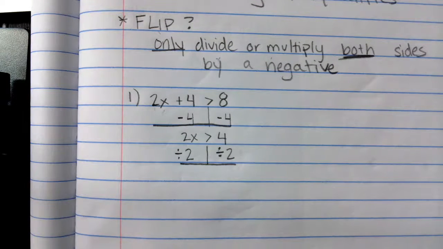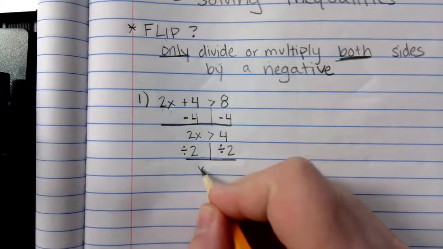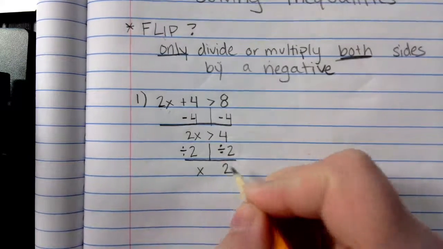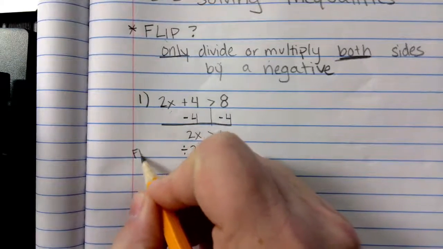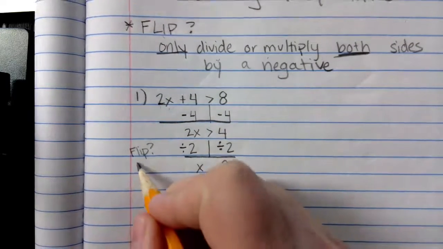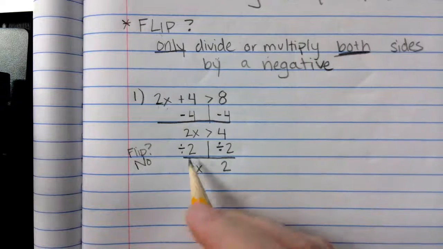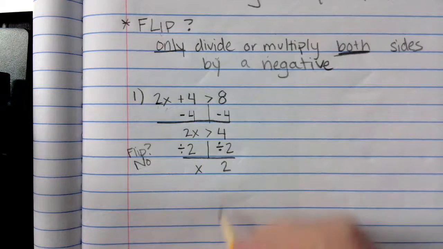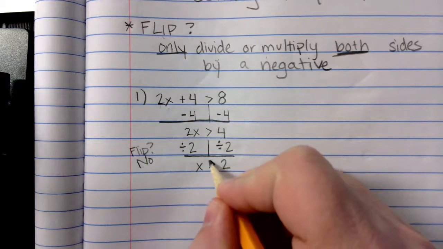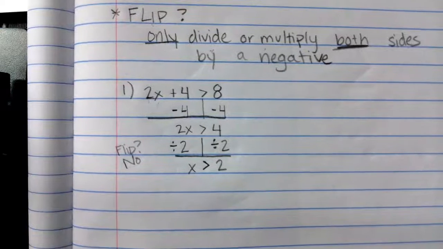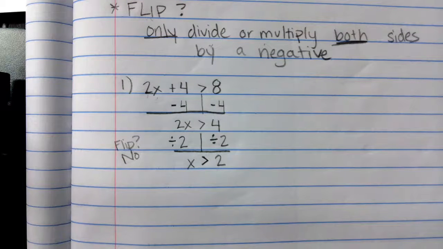So we're going to end up with x. And then what's 4 divided by 2? 2. This is the stage where I need to ask myself, should I flip the sign? No. No, why not? It's not a negative. We're dividing by a positive, so we don't need to flip that sign. The answer is no. So we're going to keep it greater than. So that's the first part of our answer. Our second part of the answer is graphing that and showing it graphically.